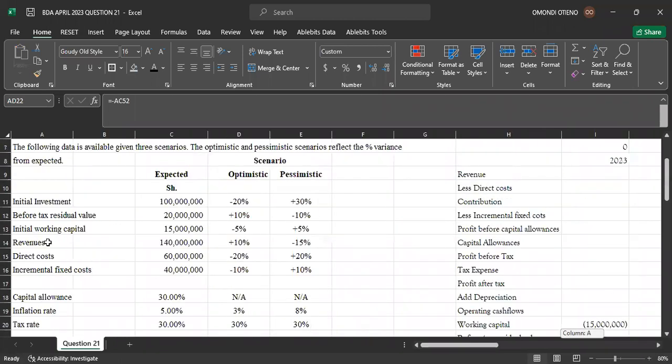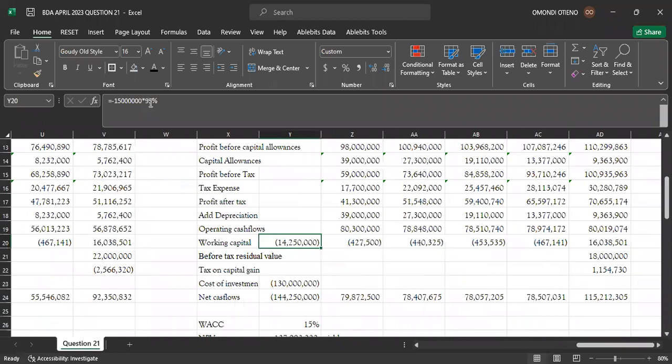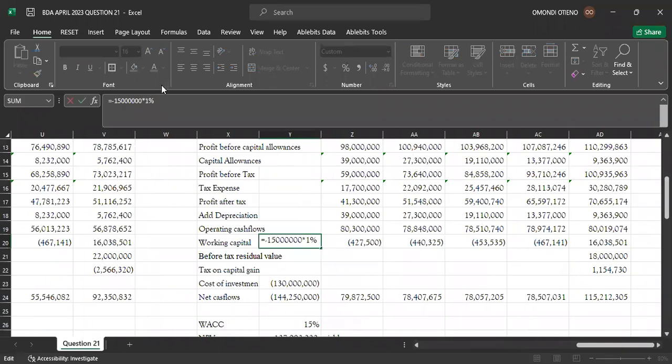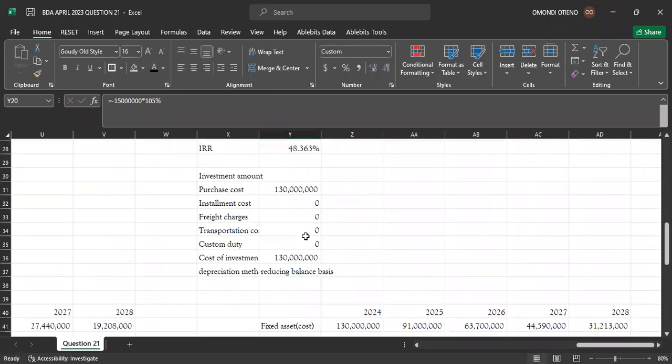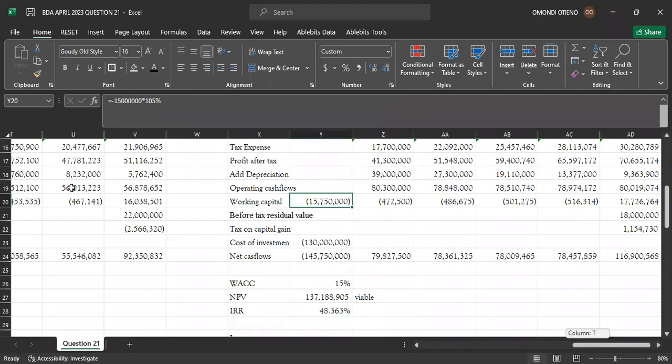Then the next thing, given initial working capital. Initial working capital will be increasing by 5%. So 105. Just come to this part here, look for your working capital. It is going to increase, so it's going to be 105%. Any other place that we use the initial working capital down here, it has changed that. Once that is changed, of course, we are going to look at the inflation rate to effect other changes.